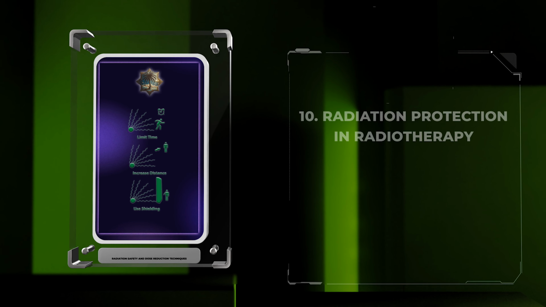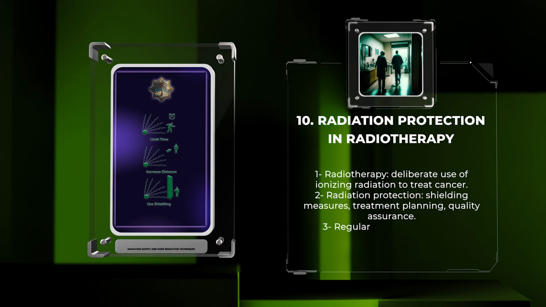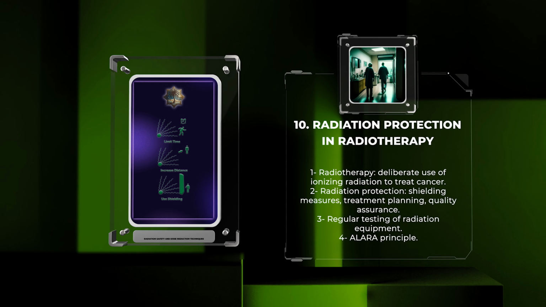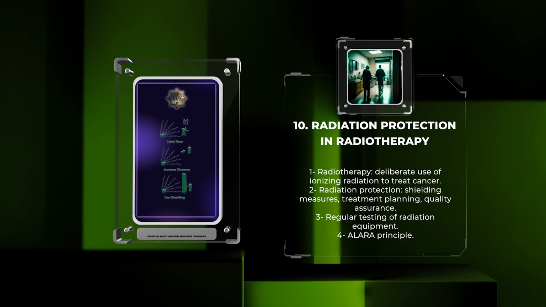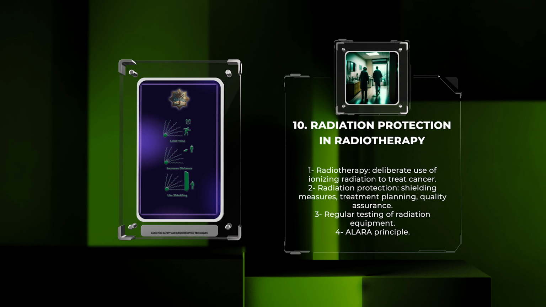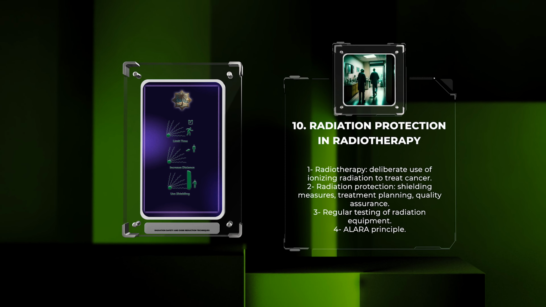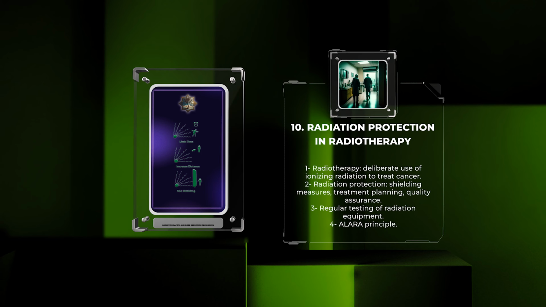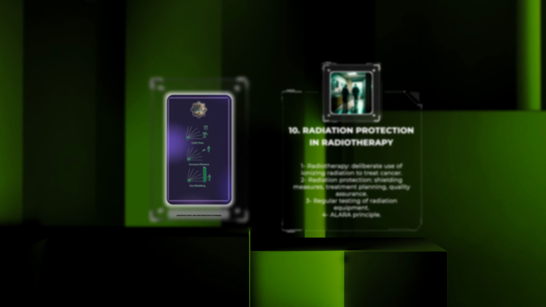Radiotherapy involves the deliberate use of ionizing radiation to treat cancer. Radiation protection in this setting focuses on shielding measures, precise treatment planning, and quality assurance programs. Regular testing of radiation equipment and implementation of the ALARA, as low as reasonably achievable, principle ensure that the therapeutic radiation dose is delivered accurately while minimizing exposure to healthy tissues.